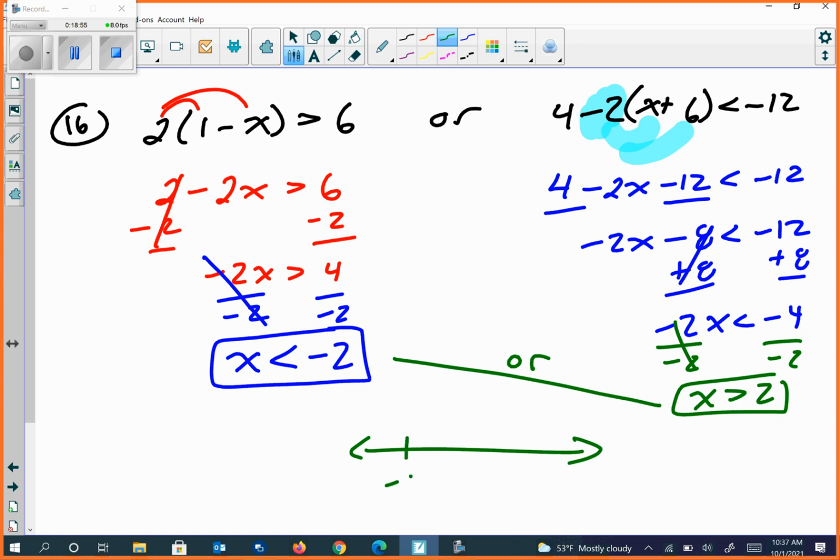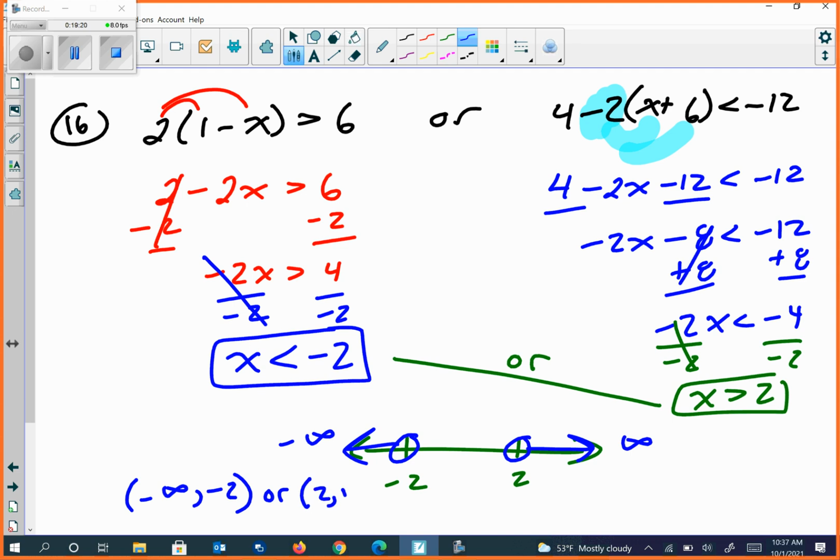Let's see, I have a negative 2 here. I have a positive 2 here. I have an open dot at negative 2. It's going to negative infinity. I have an open dot at 2. That's going to positive infinity. So my answer is going to be negative infinity to negative 2, soft bracket, because it's an open circle. The word or, 2 to infinity, and it's good to go.